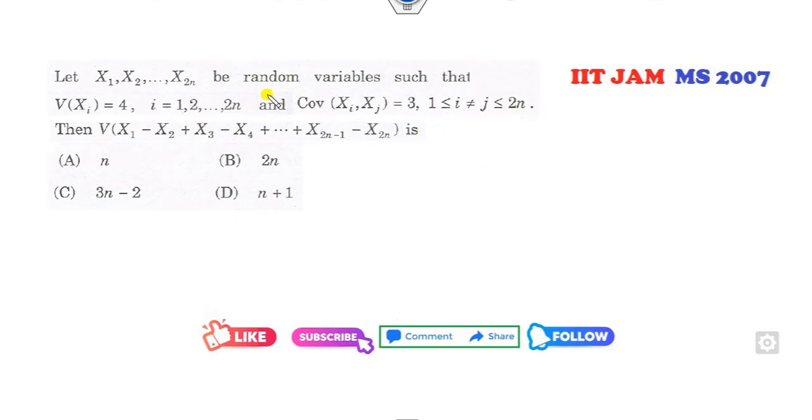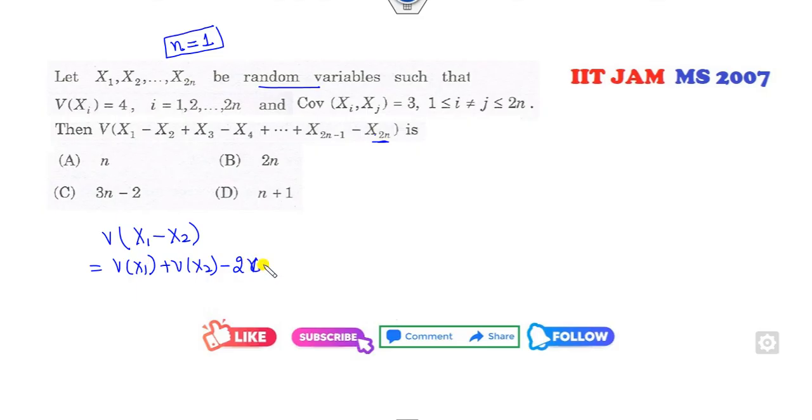So let's start with this first question. If the Xi's are random variables such that this is the case. Since the answer is dependent on n, as I told you in several previous videos, you can choose n as per your own convenience. So I choose n as 1, so this value will be X2. What is the variance of X1 minus X2? That is the variance of X1 plus the variance of X2 minus 2 times the covariance of X1 comma X2. The variance of X1 is 4, the variance of X2 is 4, and this is 3.